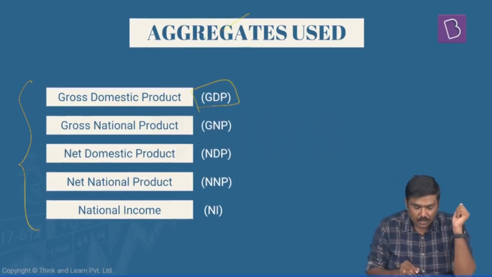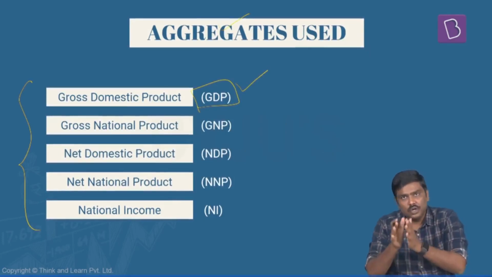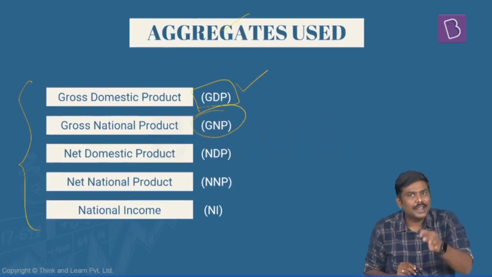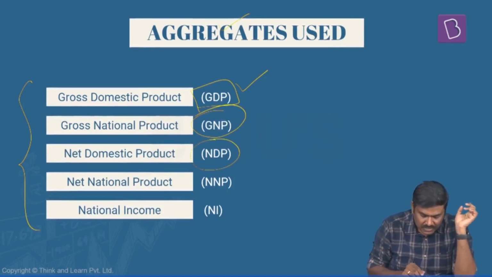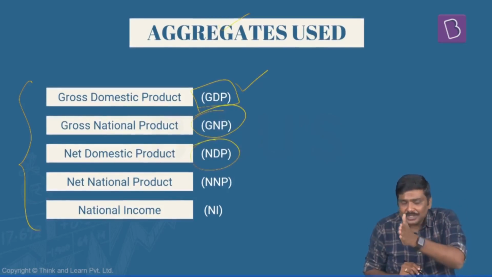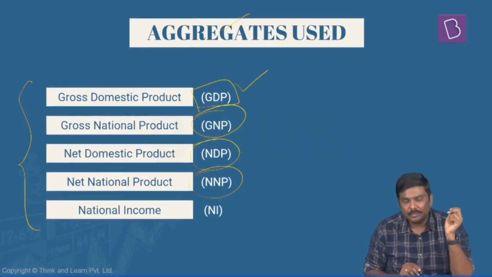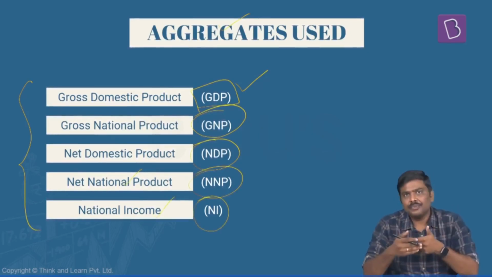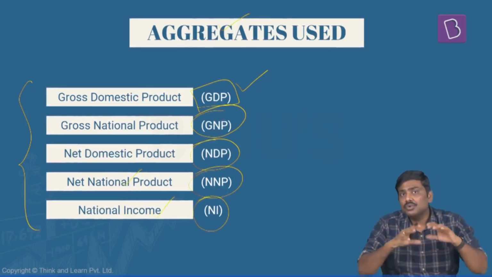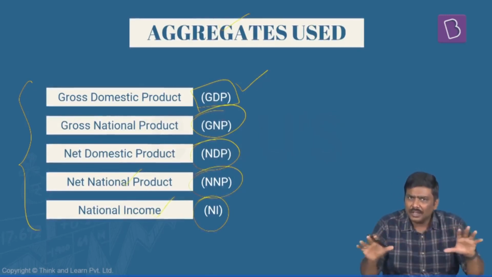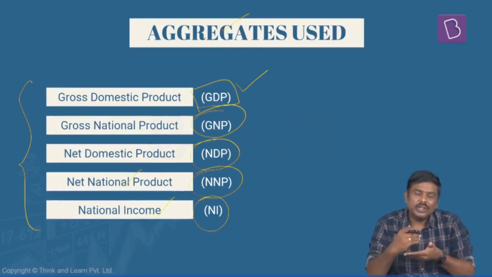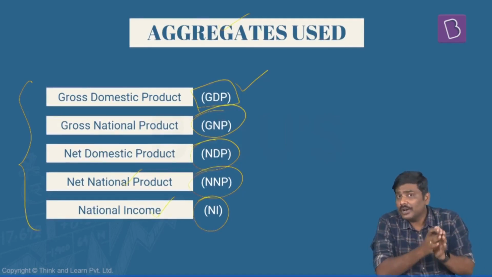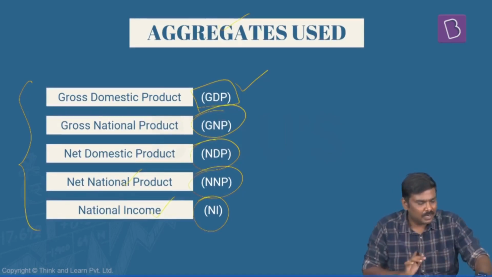Now, these 5 aggregates are: first, GDP, gross domestic product. Second one is GNP, gross national product. Third one is NDP, net domestic product. Fourth one is NNP, net national product. And the fifth one is national income. We'll start with the GDP, which is the most important one, and we'll cover everything related to GDP. And after that, whatever is required from the exam perspective with respect to other aggregates, we'll look at all of these aggregates in that context.